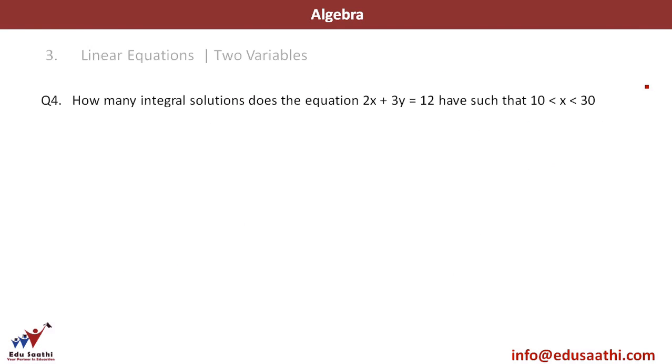Let's look at the fourth question on linear equation in 2 variables. How many integral solutions does the equation 2x plus 3y equals 12 have such that x is between 10 and 30?